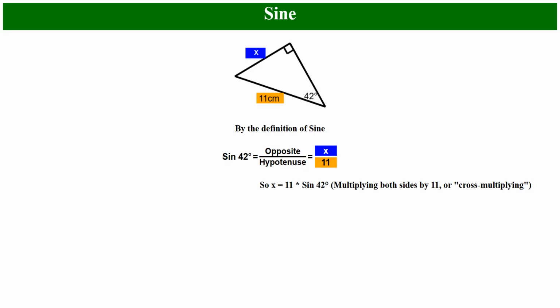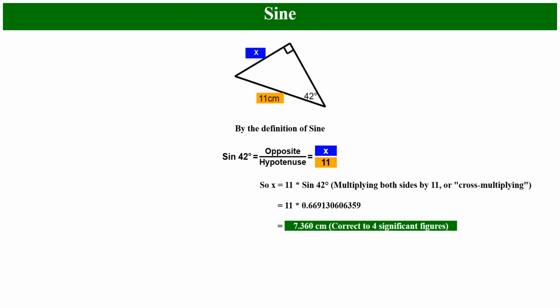And as before, we can look up sine 42 degrees on a calculator. And when we do that, we get these figures. And again, multiplying those together on a calculator, we get 7.360 centimeters, again correct to 4 significant figures.